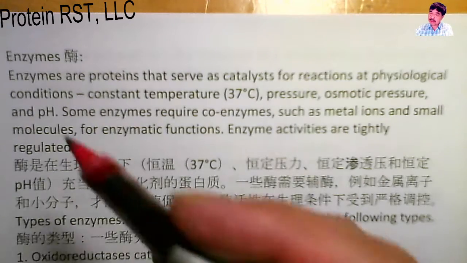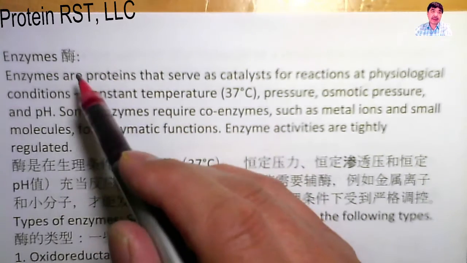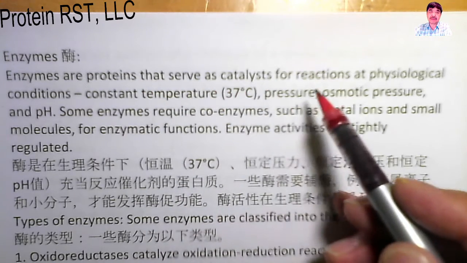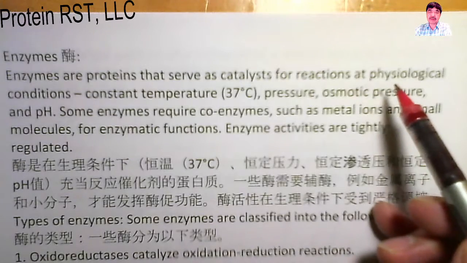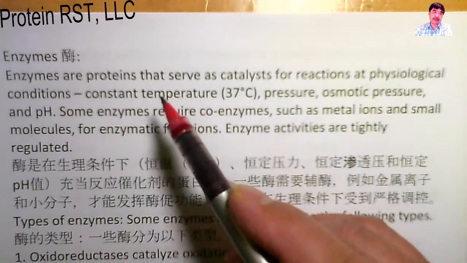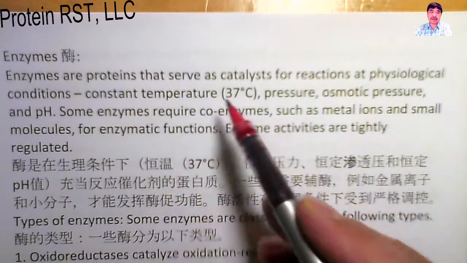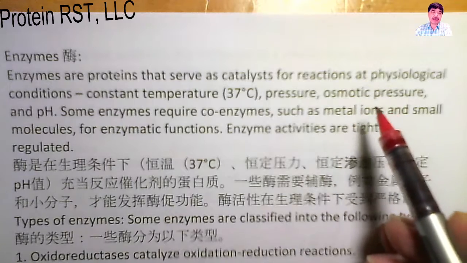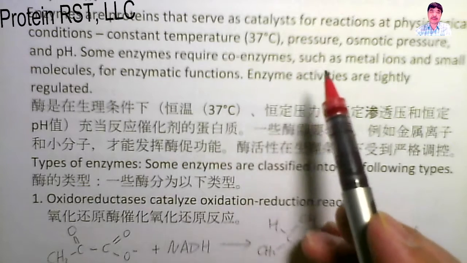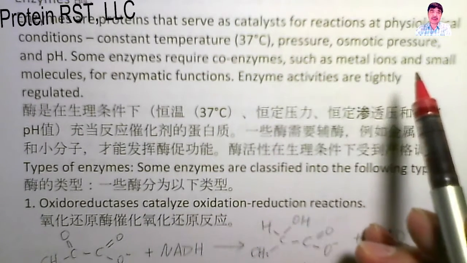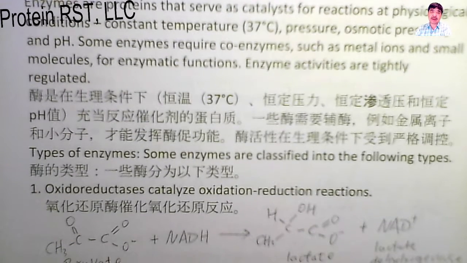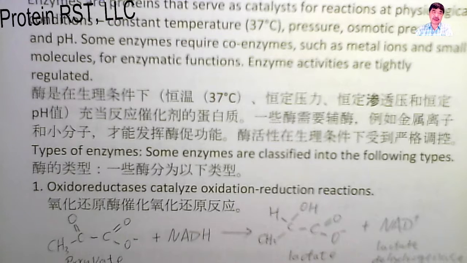Okay, let's take a look at the enzymes. Enzymes are proteins that serve as catalysts for reactions at the physiological conditions, including constant temperature, pressure, osmotic pressure, and pH. Some enzymes require coenzymes, such as metal ions and small molecules for enzymatic functions. Enzyme activities are tightly regulated.